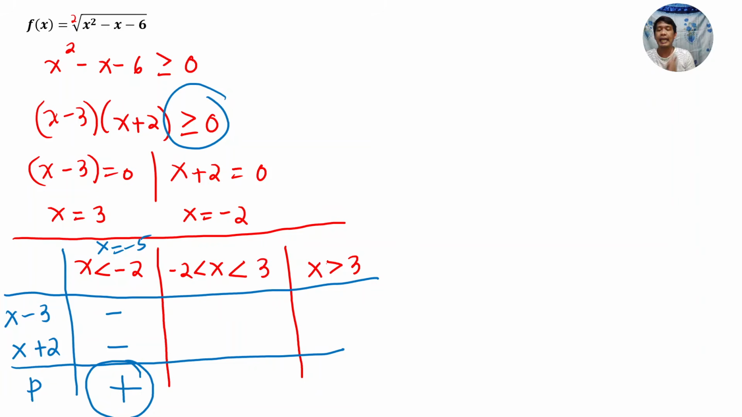Any number in between negative 2 and 3, let's say 0. If x is 0, we substitute. X minus 3, that's 0 minus 3 is negative. 0 plus 2 is positive. Then the product of a negative number and a positive number is negative. Then x is greater than 3. Any number that is greater than 3, let's say 5. Let us substitute 5. 5 minus 3 is positive 2. 5 plus 2 is 7. That's positive. And the product of two positive numbers are positive. So here's the decision. Ano ang magiging decision natin?